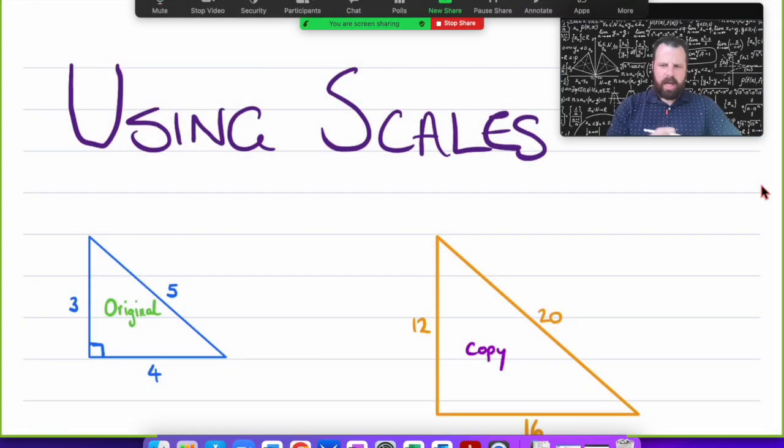Hey, E10. So today we're going to talk about continuing using scales and scale factors and start seeing how they apply to the real world.